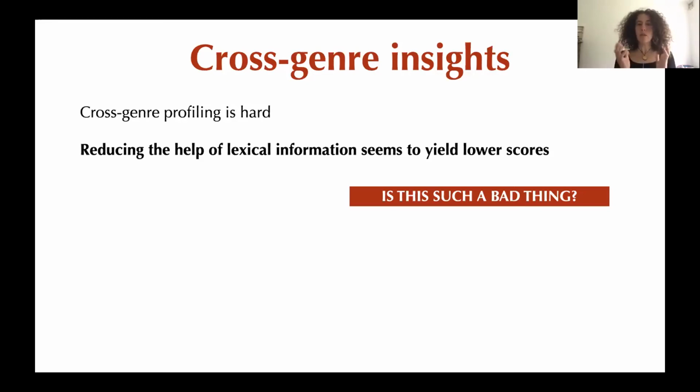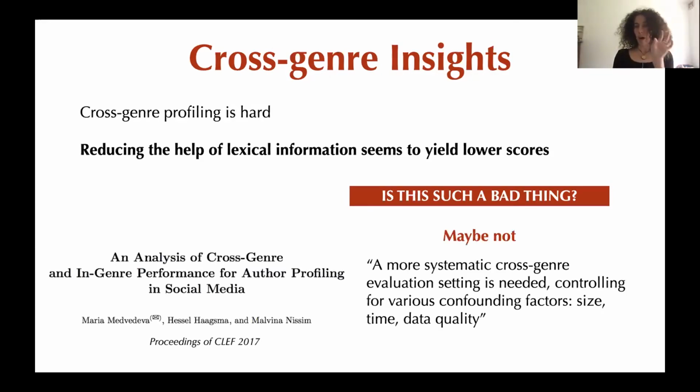So if you reduce the help of lexical information by basically showing test data that comes from a different distribution, we have lower scores. But is it really a bad thing to have these lower scores? Well, in a way, I don't think so. And we wrote another research paper on this, where we did this kind of analysis. And then we suggested that this really had to be further investigated by having some cross-genre evaluation settings that were stable, with good data, properly controlled, and so on.